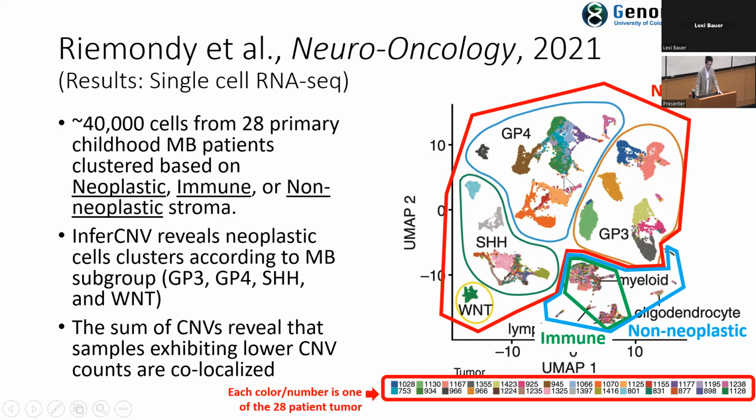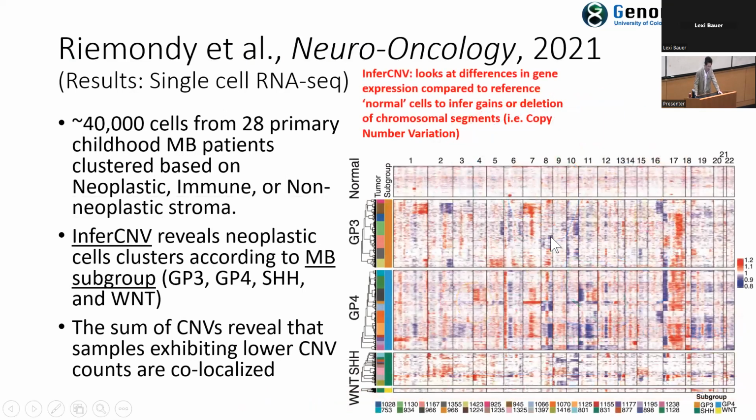And like I said, within the neoplastic, you got the GP3, GP4, SHH, and WNT. So far, so good. Just from a QC standpoint, this is in line with what's in the existing literature. So at least getting this far to recapitulate the data tells us that their data is probably good, right? So that's essentially the UMAP, but here's where things get a little bit interesting.